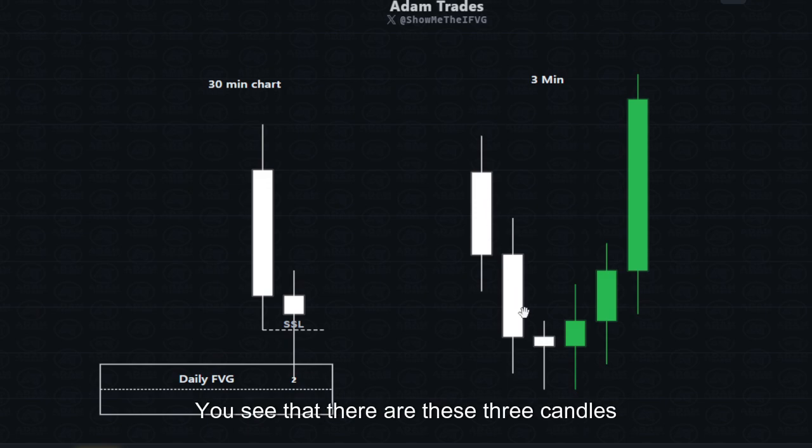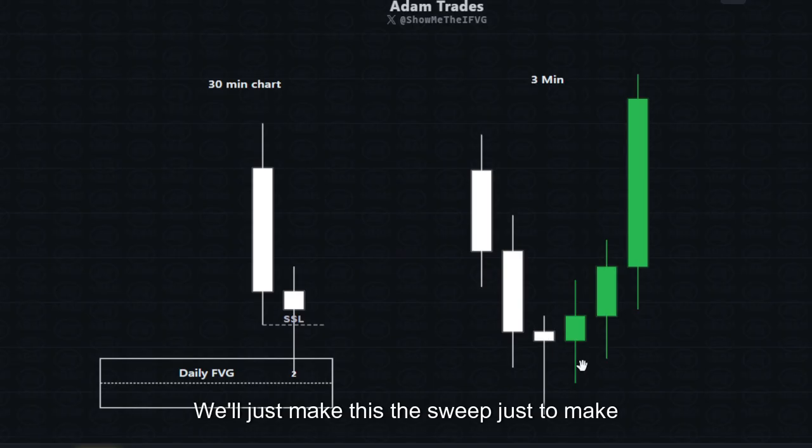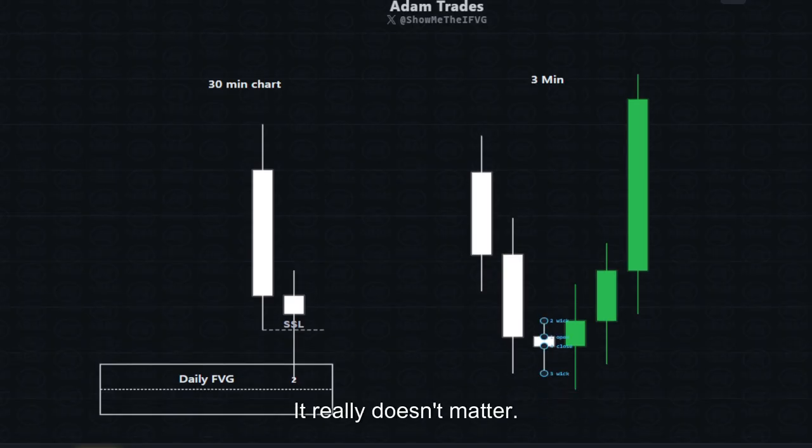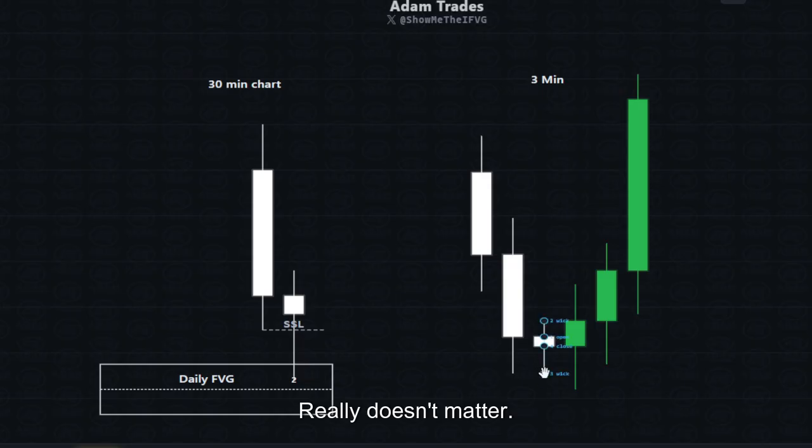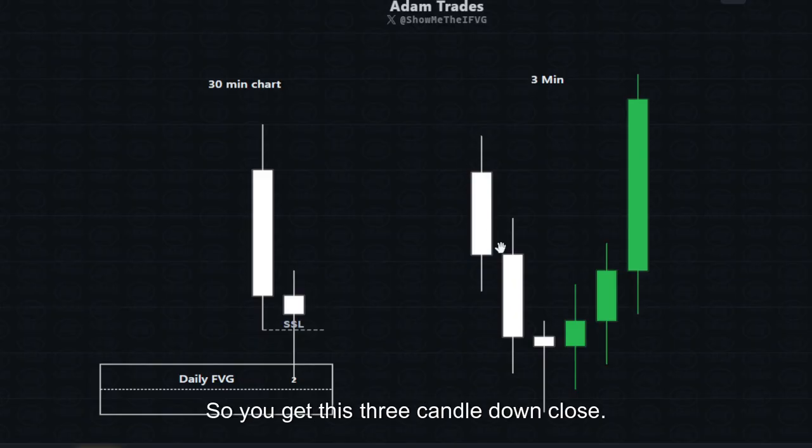You see that there are these 3 candles that go down. Let's make this the sweep just to make it easy. It really doesn't matter. This could also be the sweep with a bullish close. Really doesn't matter. Just to make things slightly easier, we'll say this was the sweep. So you get this 3 candle down close. This made the low, which was here.